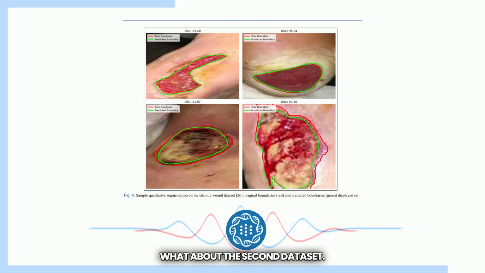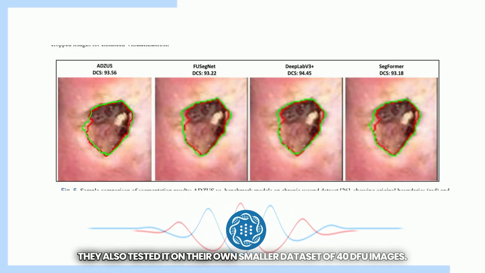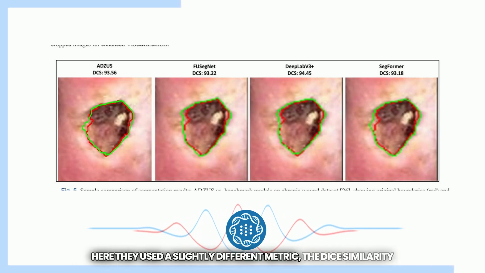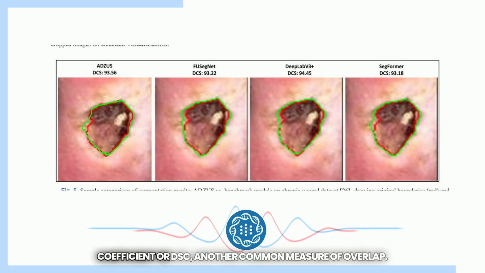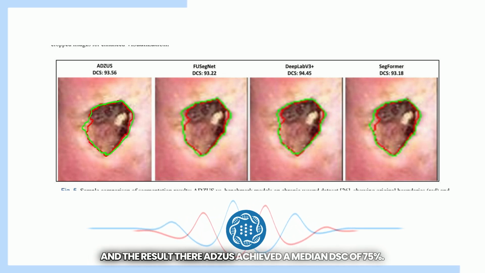What about the second data set? You said there was another one. Yes, they also tested it on their own, smaller data set of 40 DFU images. Here, they used a slightly different metric, the Dice Similarity Coefficient, or DSC, another common measure of overlap. And the result there? ADZUS achieved a median DSC of 75%.